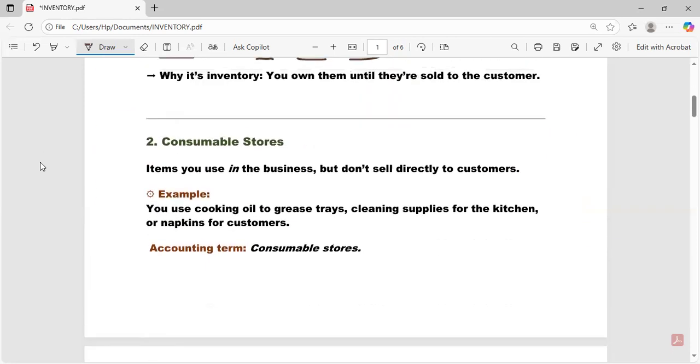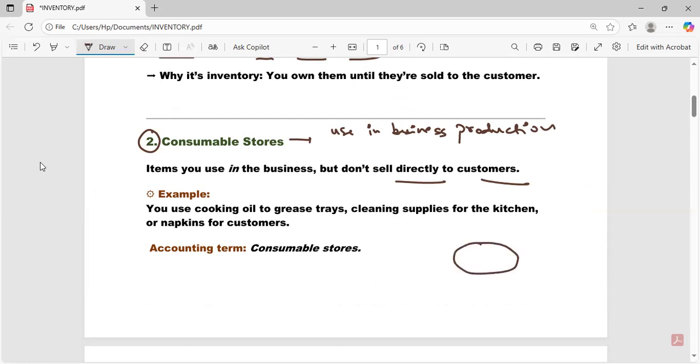Moving forward, second is consumable stores. These are the things which we use in business, in production, but we do not give them directly to the customers. For example, you make pizzas. In order to make pizzas, you place them on a tray, and so that the pizza doesn't stick to the tray, you grease the tray with some oil. This oil you are using for the production purpose. You are not directly selling it to the customer, but you are using it to make pizzas, right?